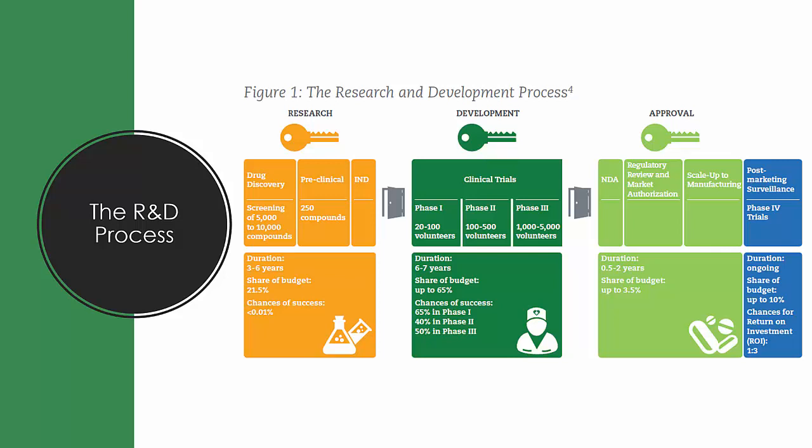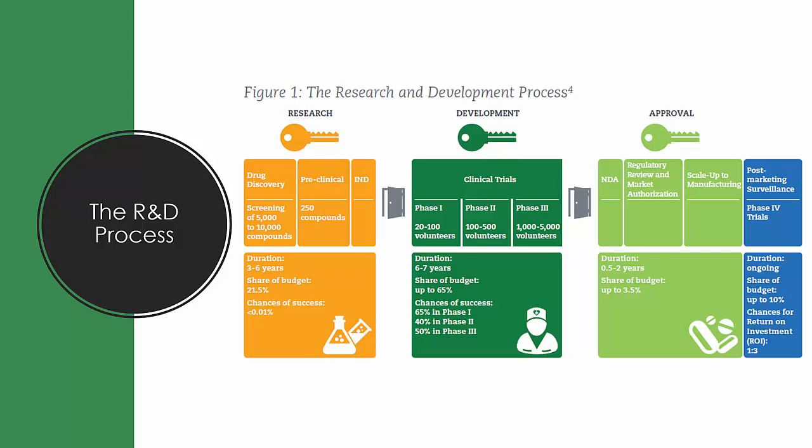The duration of this from phase 1 to phase 3 can range anywhere from 6 to 7 years. The budget share is up to 65%, so really this is where most of the cost and expense comes, and particularly that phase 3. The chances of success vary, and we're going to come back to this a little later on, depending on the phase. 65% on average in phase 1, 40% in phase 2, and 50% in phase 3.